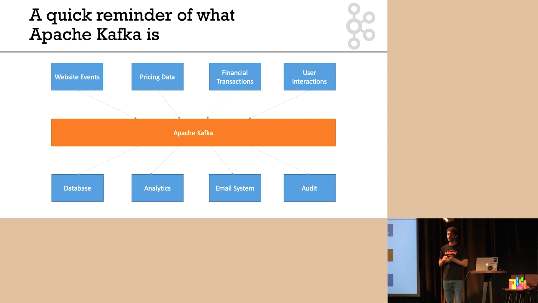So quick reminder, Kafka is, end of the day, a pub sub. And you have a bunch of systems writing data into Kafka. And you have a bunch of systems taking data from Kafka, reading it, maybe in the meantime putting it back into Kafka. But the idea is, Kafka is in the middle and helps your data flow through all your systems. Data can be whatever you want. For some companies, it's going to be clickstream events. For some, it's going to be pricing data, financial transactions, user interactions, and so on. And the systems that may need that data in real time could be databases, analytics systems, email systems, audits, name it, right? So that's what Kafka is at a very, very high level.